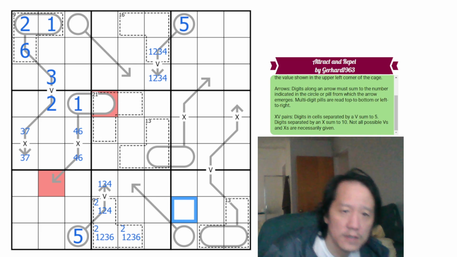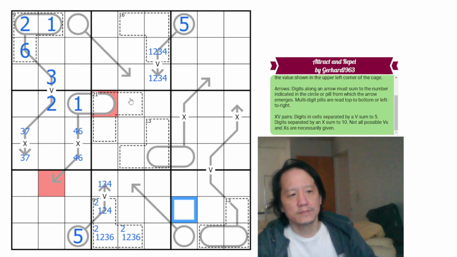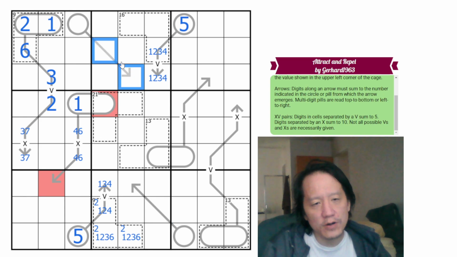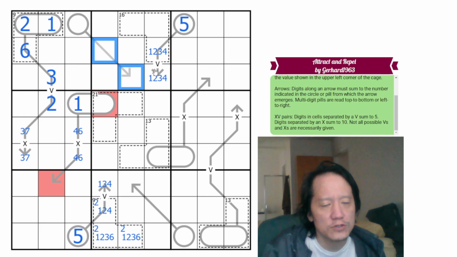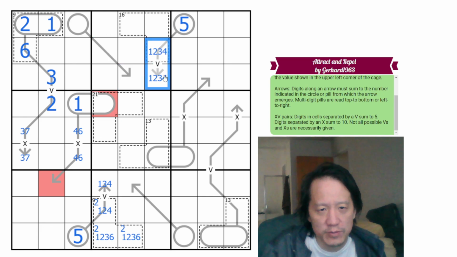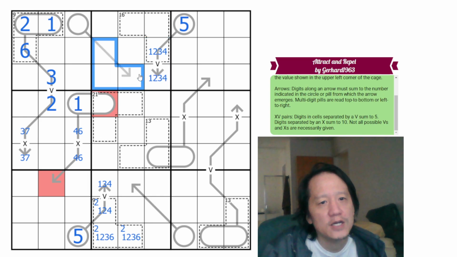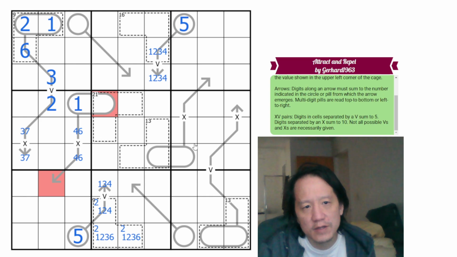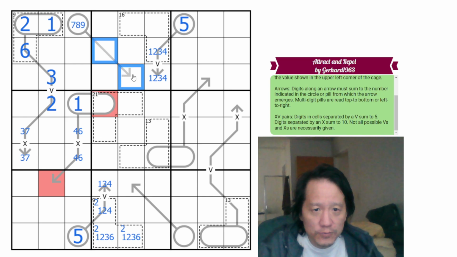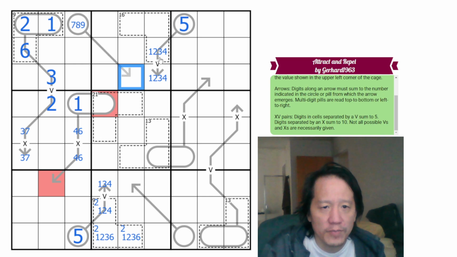Let's see. This can no longer add up to less than 5, right? If we tried, it can't be 1, 2 because that eliminates both possibilities here. Can't be 1, 3 because that eliminates both possibilities here. This also cannot be 5 because that's 5. So this is at least 6. Can't be 6. It must be 7, 8, or 9 here. Not sure what that is though.